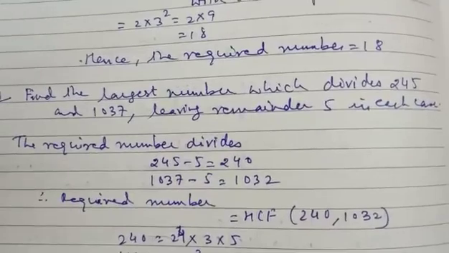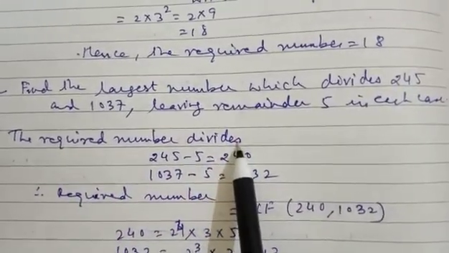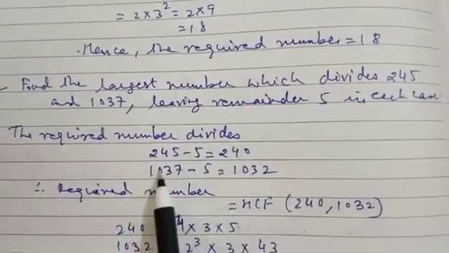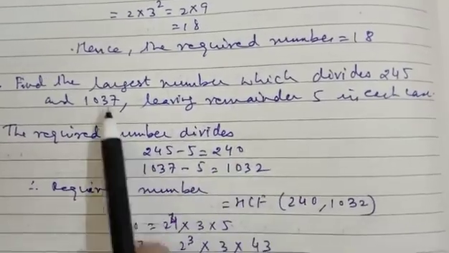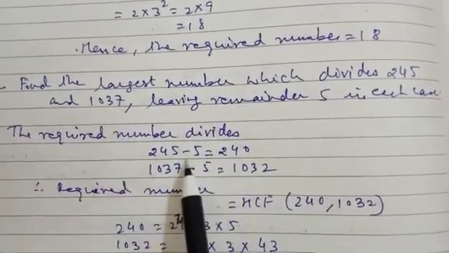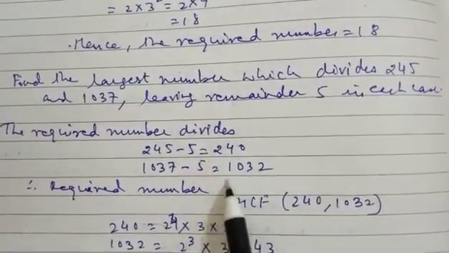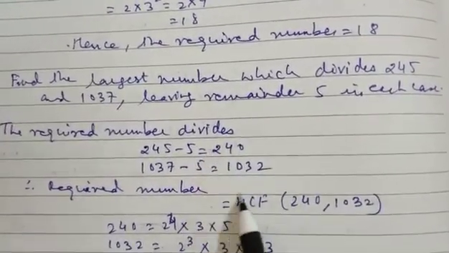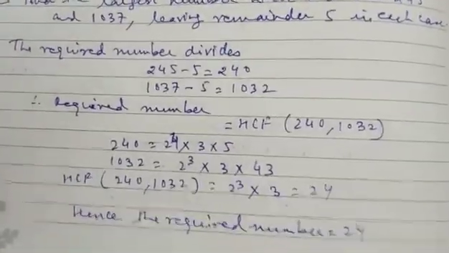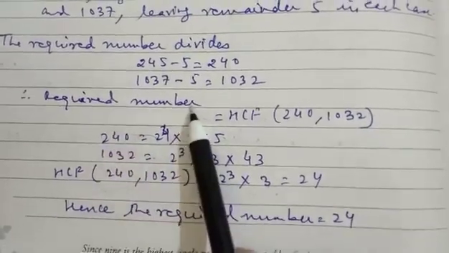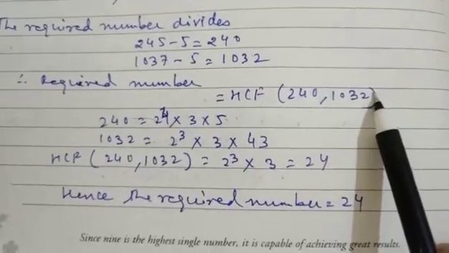So first step, if you look at here, the required number which divides completely will be obtained by 245 minus 5, that is 240, 1037 minus 5, that is 1032. Now we have to find a number which can divide these two numbers perfectly, and that can be obtained by HCF. So the required number will be the HCF of 240 and 1032.